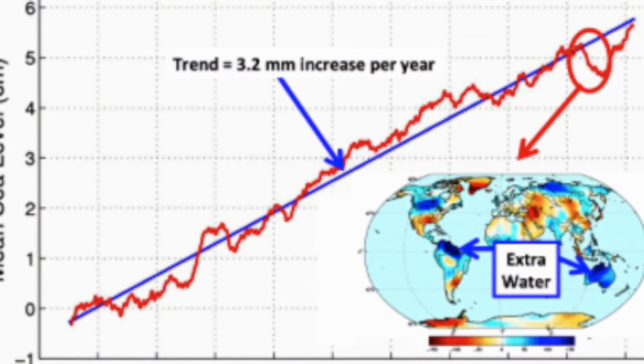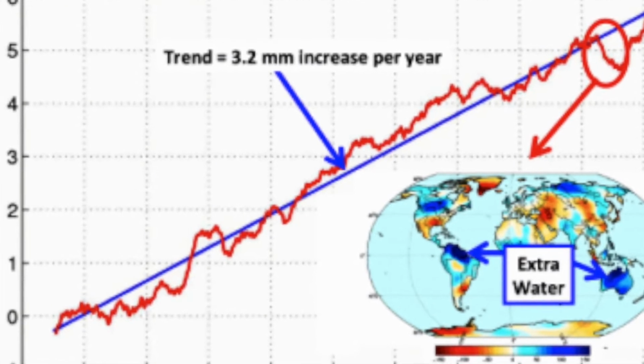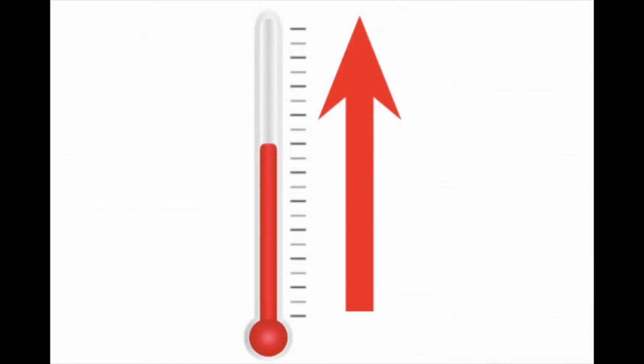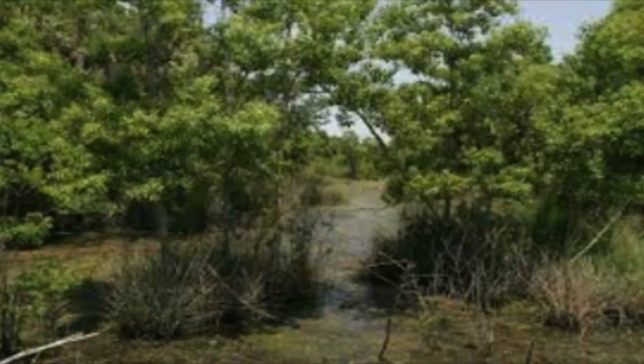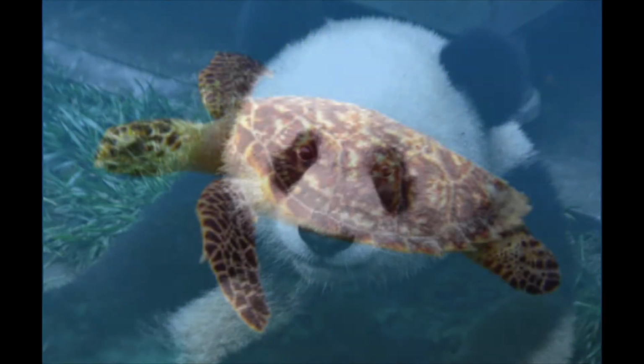Because of the rise in sea levels, many islands and cities that are below or close to sea level will drown. The rise in temperatures will cause droughts, fires, and heat waves to become more intense. Environments, ecosystems, and animals will also be affected.